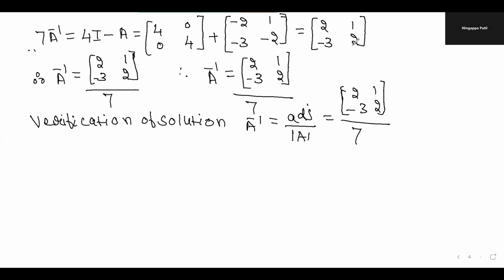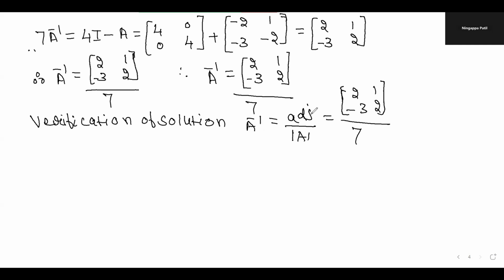And look here. This is equal to 7 A inverse. But I want only A inverse. A inverse is, and this matrix 2, 1, minus 3, 2 divided by 7. This is the answer. Okay. Now, the verification, whether this solution is correct or A inverse is correct or not, you can verify.